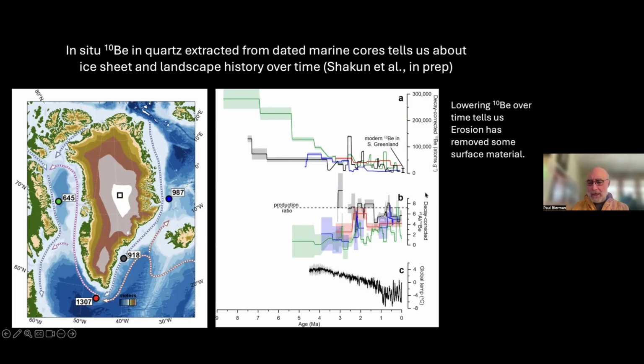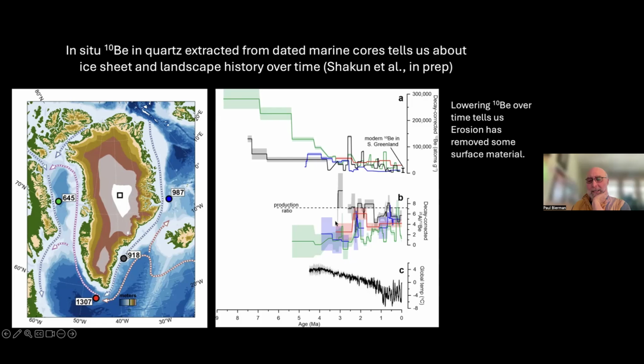More interesting in many ways is the aluminum-26 beryllium-10 ratio, because the aluminum-26 has a shorter half-life. And so when it's buried by ice, that ratio will decrease after initial exposure. And what we see, and the cores are all color coded here: the green is in Baffin Bay, the red is South Greenland, 918 is the Larsen core in East Greenland, and 987 is near Scoresby Sund in East Greenland, and that's in blue.